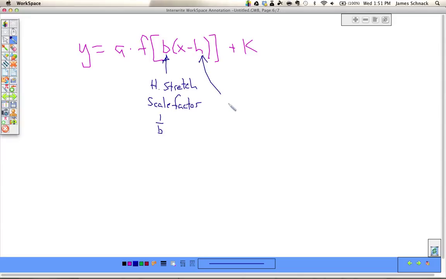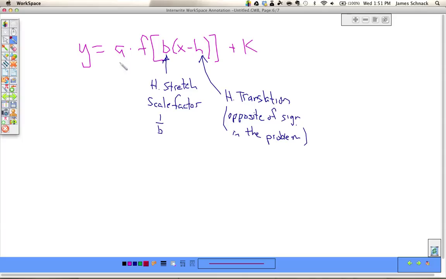The h is our horizontal translation. And remember, the horizontal translation is always opposite of the sign in the problem. So what that means is if it says x plus 2, we're really going to the left 2 units.